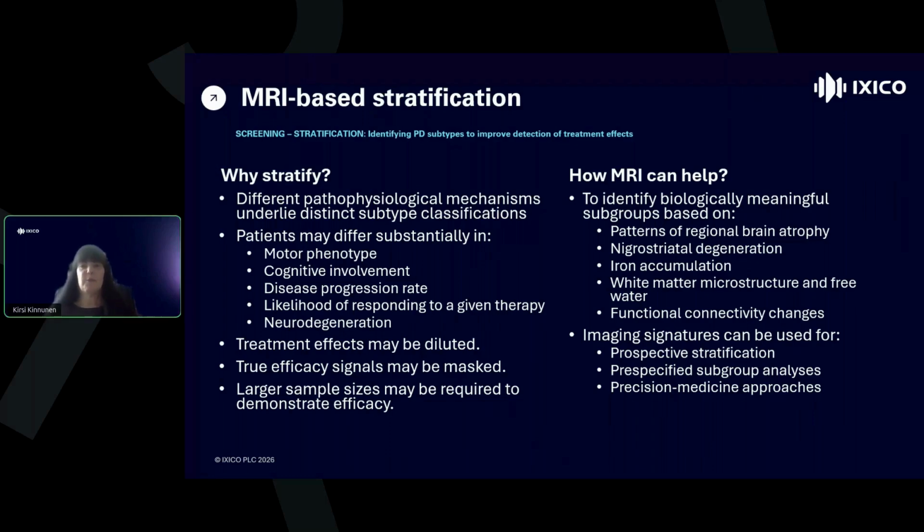Well, using MRI, we can identify distinct disease subtypes with different progression trajectories and potentially different treatment responses. This allows trial sponsors to prospectively define subgroups. Pre-specifying subgroup analysis by imaging-defined subtype allows the detection of treatment effects that in a pooled cohort would be masked. Next slide, please.